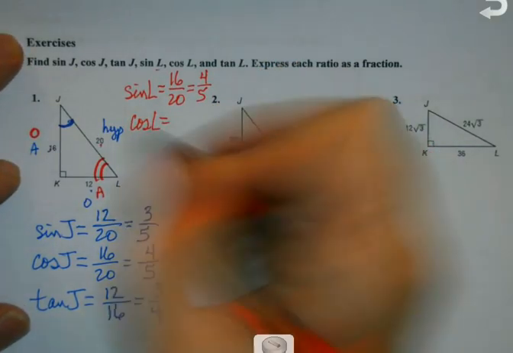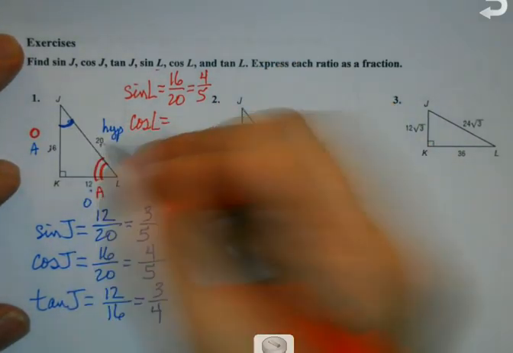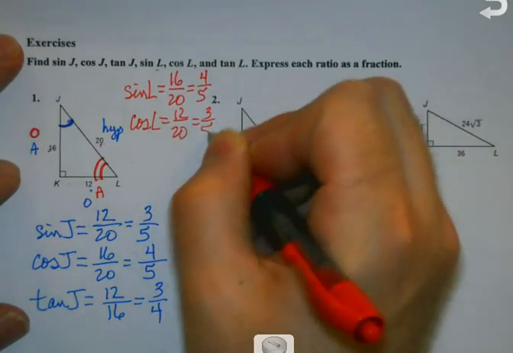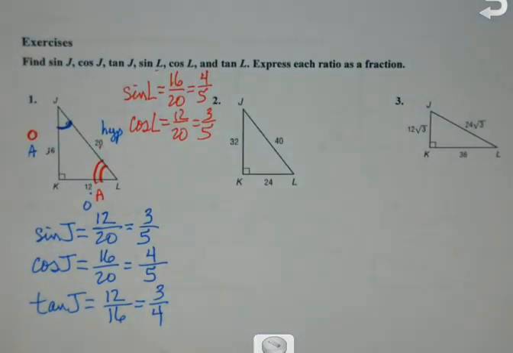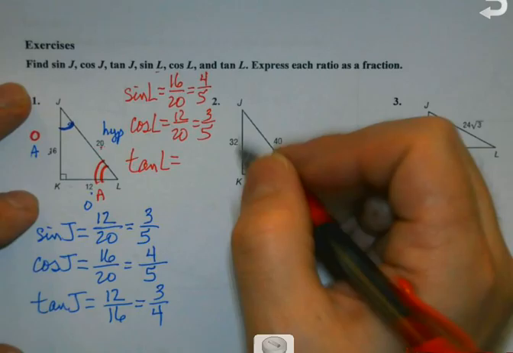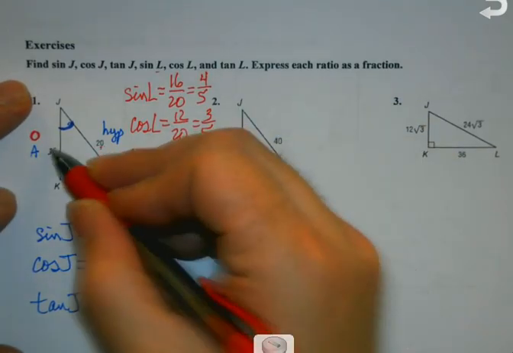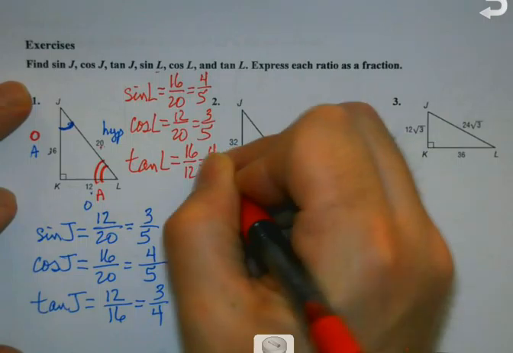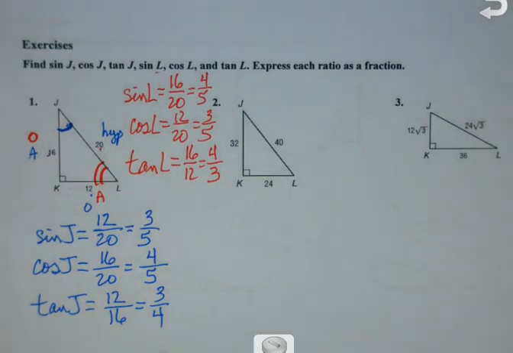When I do cosine, adjacent over hypotenuse, you're like, that's kind of weird. So like sine and cosine just kind of switch. They kind of flip. It's true. And then my tangent, opposite over adjacent. And I get my fractions. So again, once you get the hang of what the ratios are and the sides you use, they're really not too bad to deal with.